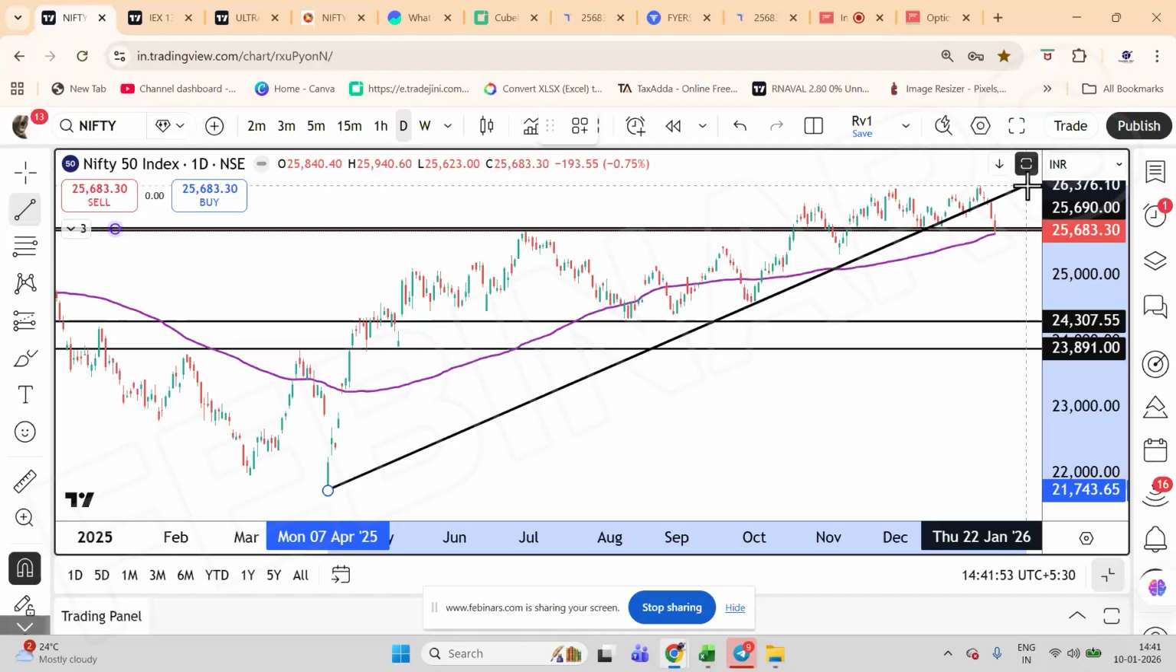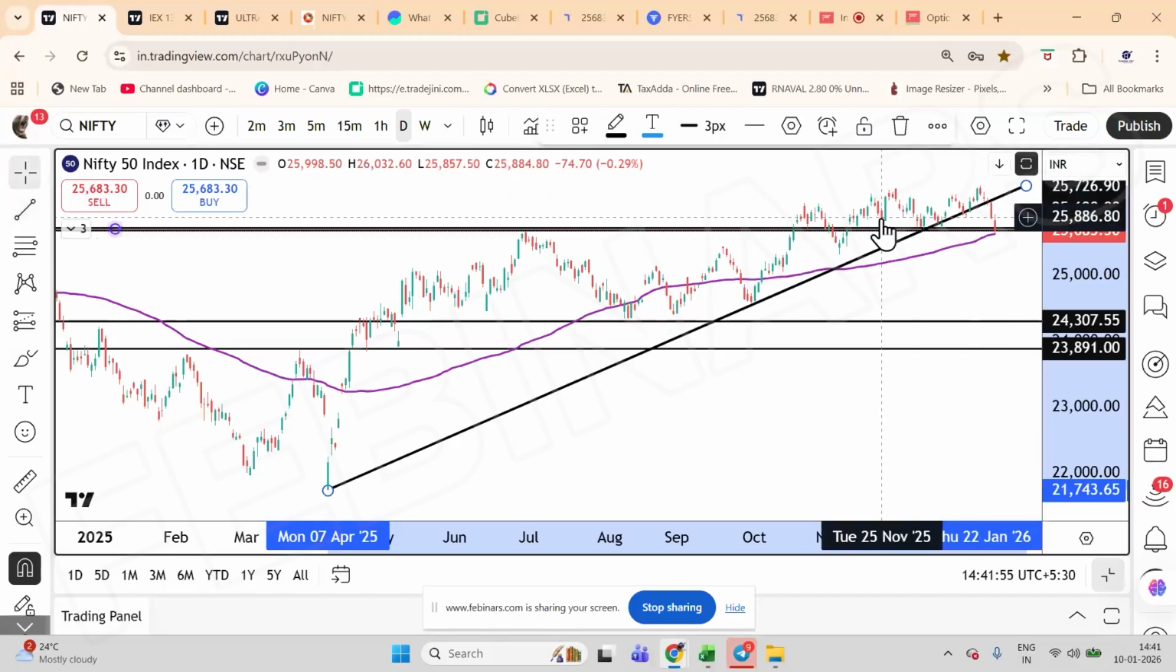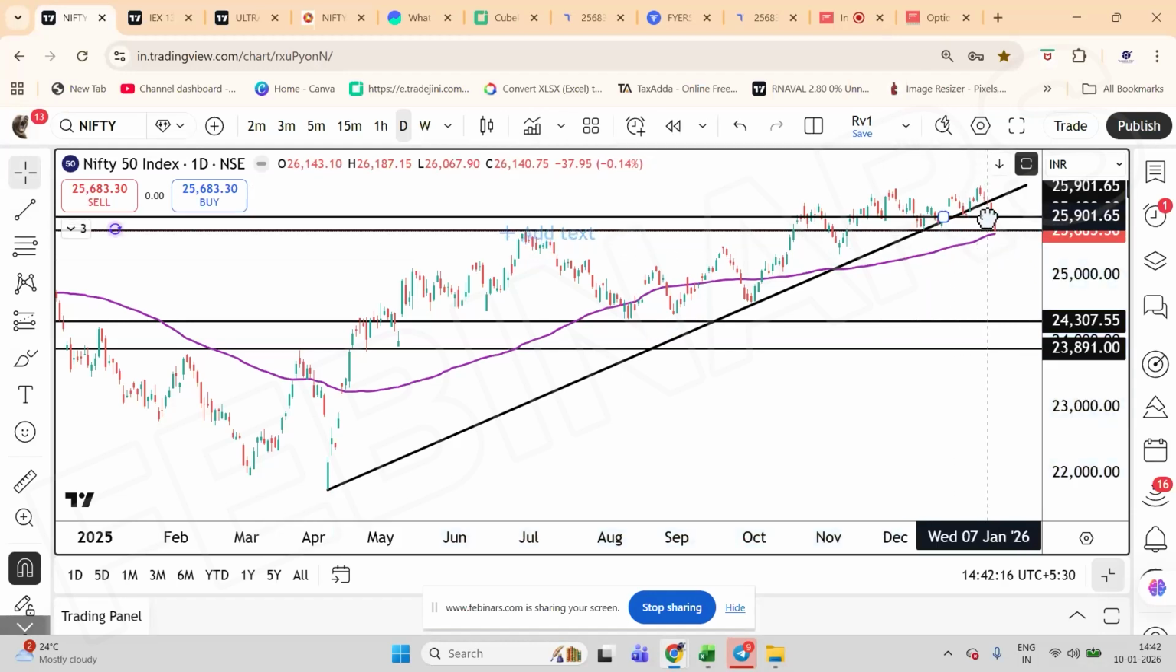Here, after a period, we have broken a trend line. Okay, my dear friends, until the previous day's high of 25,940 is taken, we are not out of the woods. Close is 25,683, open is 25,840. That is why I'm saying 25,800. Even the option data hints that is the major resistance.